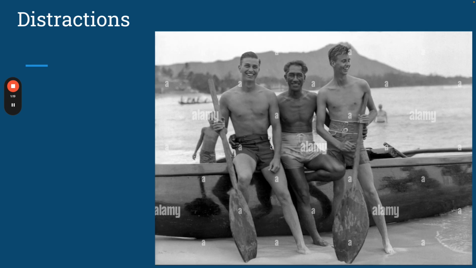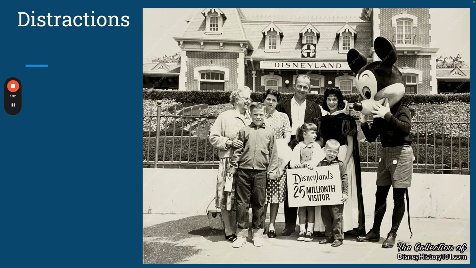The second thing to avoid are distractions. As good as this photograph is of Duke Kahanamoku and Waikiki, it's distracting to have the watermarks on there. So if you have the choice, do not use the photograph if it has watermarks on there. It's just distracting.